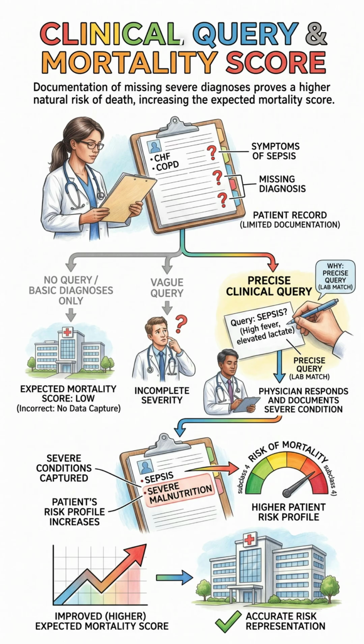82. How do accurate clinical queries help improve the expected mortality rate score for a large medical hospital? Queries capture all the severe illnesses, proving the patient had a very high natural risk of dying. This helps explain why a patient might pass away, protecting the hospital from looking careless or dangerous.